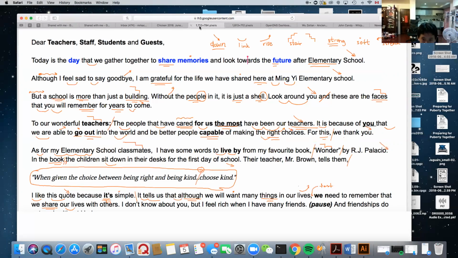For this, we thank you. As for my elementary school classmates, I have some words to live by from my favorite book, Wonder.